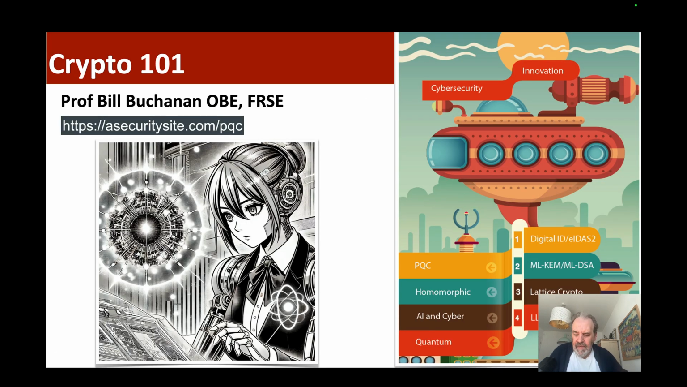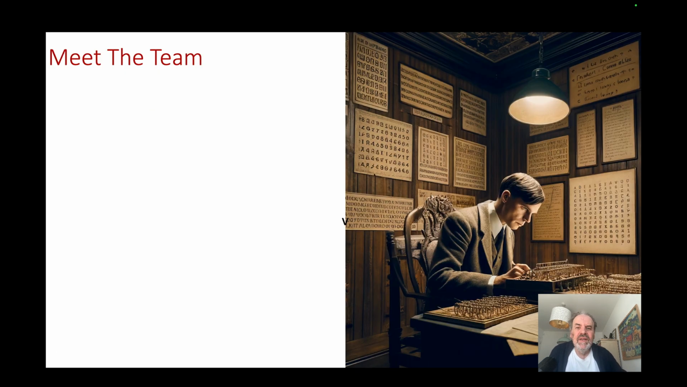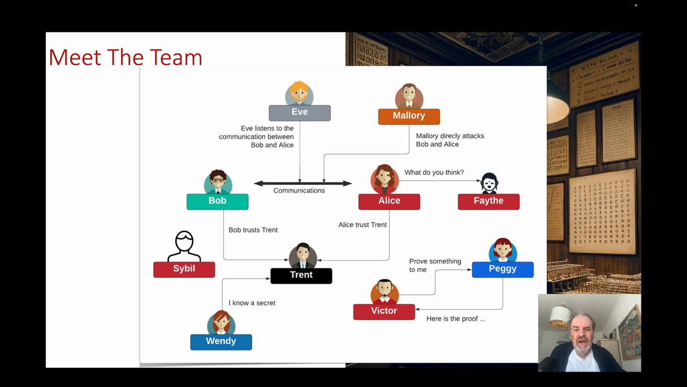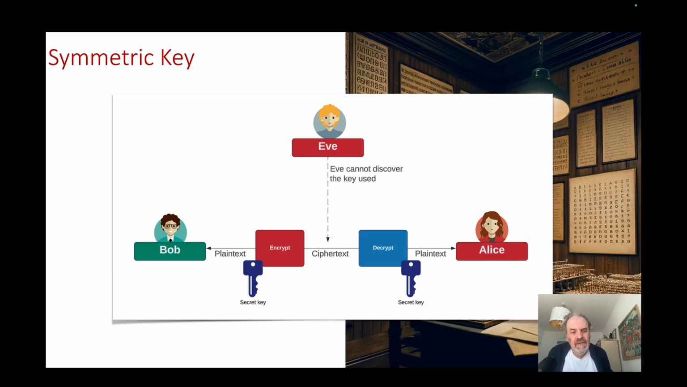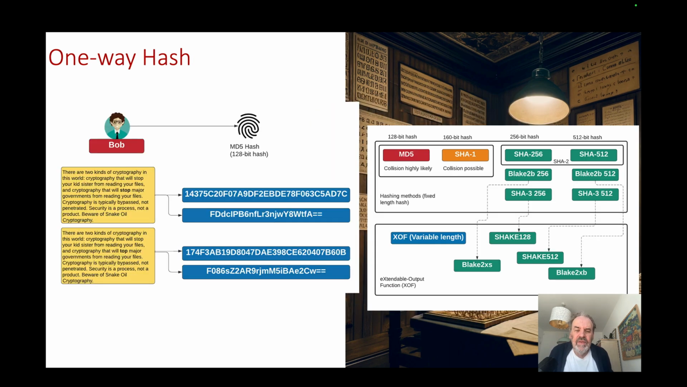So let's do a quick Crypto 101 so that we understand where we are. We typically talk about Bob and Alice as the people who communicate, and then Eve is the evil, passive adversary. With symmetric key, we use the same key to encrypt as to decrypt. Then with a one-way hash, we take a fingerprint of the data and we can have the hash there.